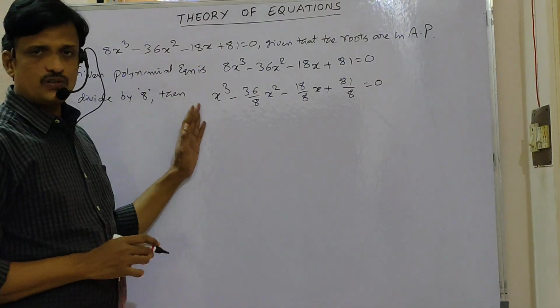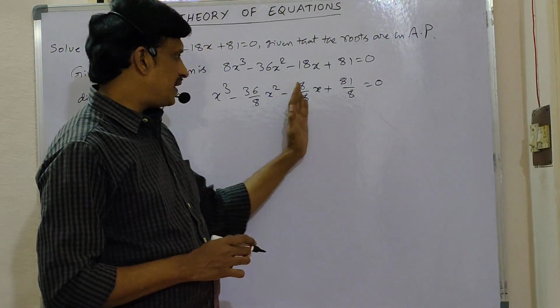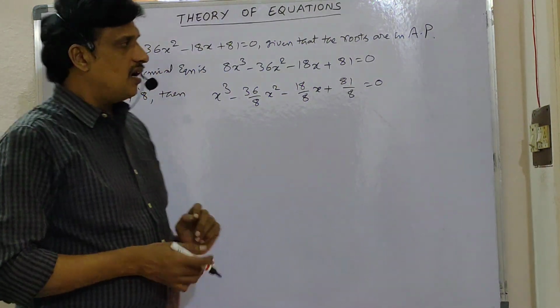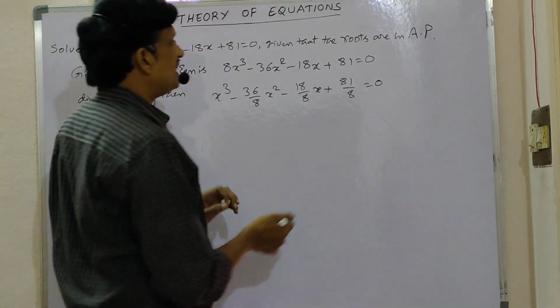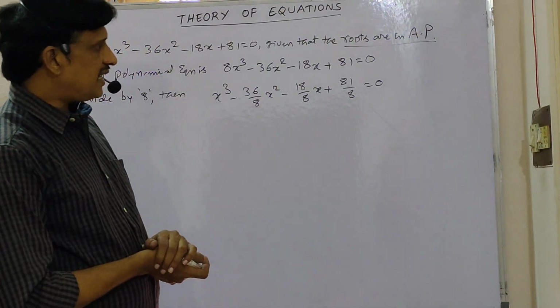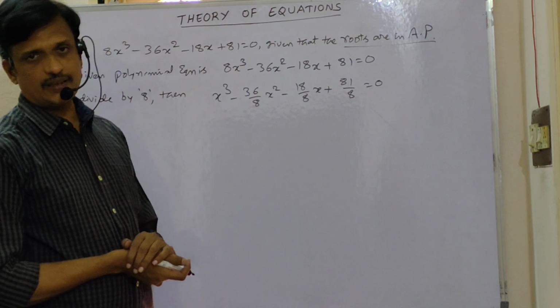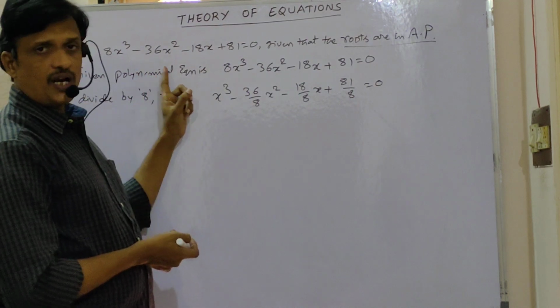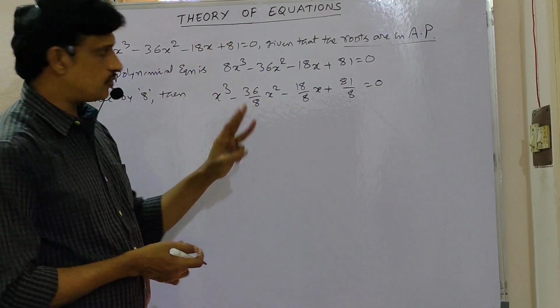Here the leading coefficient is 1. So this is P1, this is P2, this is P3. And now there is a relation or condition, that is the roots are in arithmetic progression. Since it is a cubic polynomial, it has 3 roots.